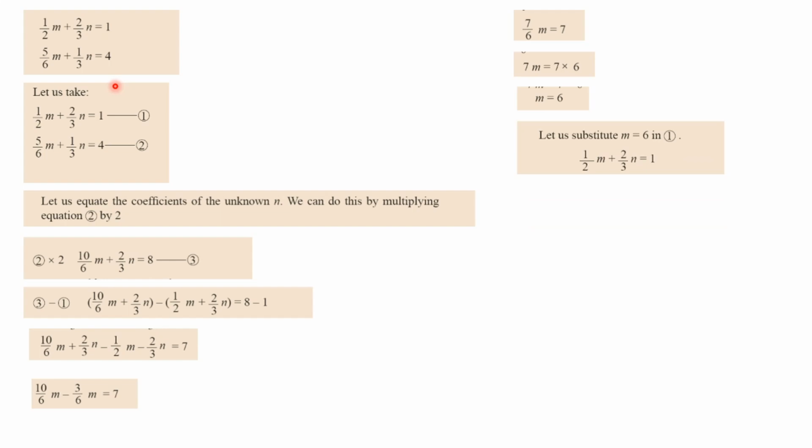So I am going to substitute into my first equation. Then m is 6 here, I put 6 here. Then it comes 3 plus 2 over 3 n equals 1. Then the final value: 2 over 3 n equals 1 minus 3, 2n equals minus 6, n equals minus 3.